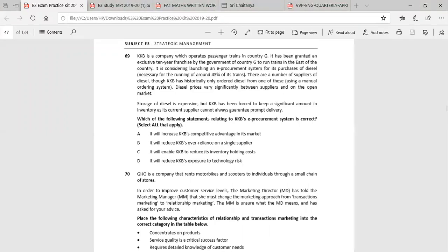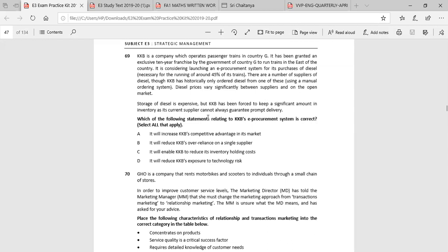from one of these using a manual ordering system. Diesel prices vary significantly between suppliers and on the open market. Storage of diesel is expensive, but KKB has been forced to keep a significant amount in inventory as its current supplier cannot always guarantee prompt delivery. Which of the following statements relating to KKB's e-procurement system is correct?